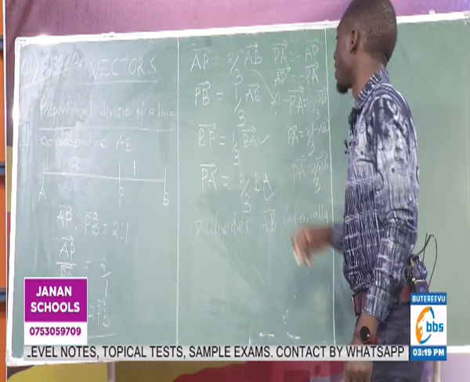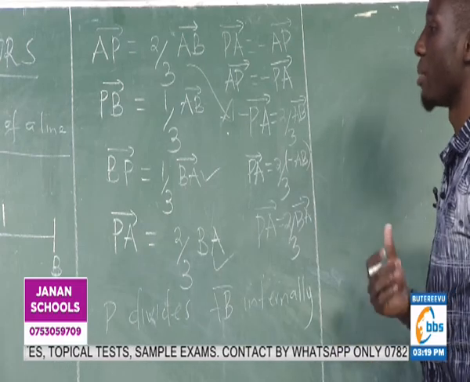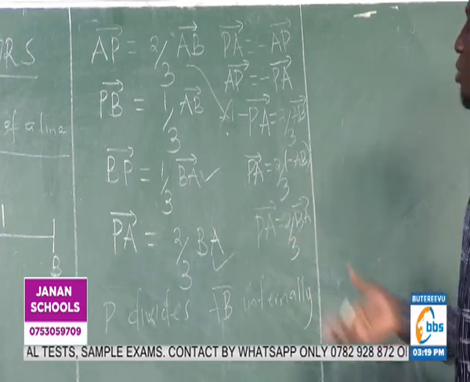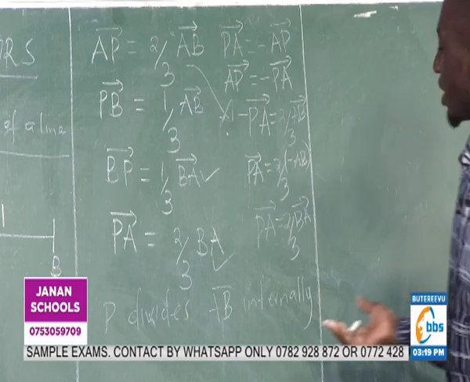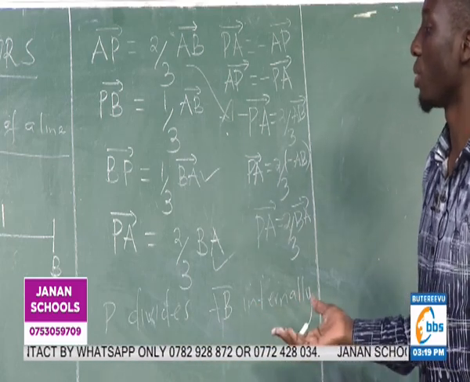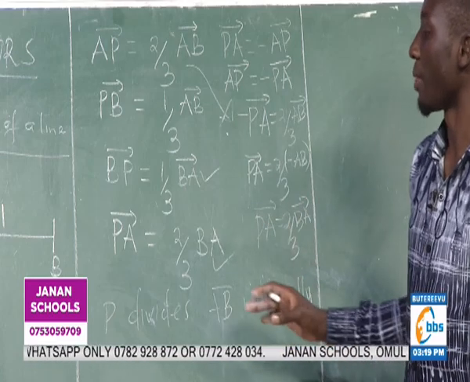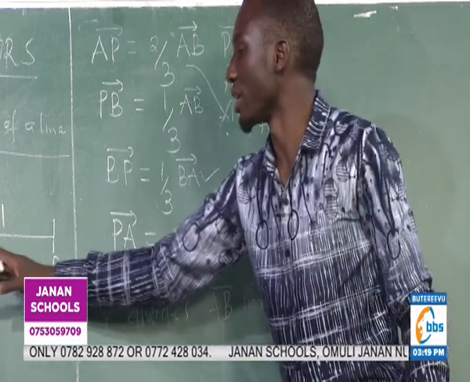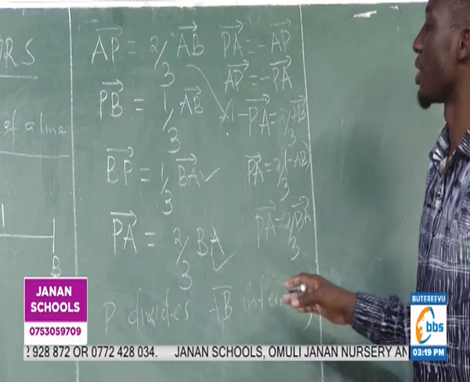Yeah, we can have that. And we are going to work out very many numbers. We are going to do numbers to address. Most of the questions you find here in O level are about internal division, but we can also find one or two concerning external division, where the point P, which is dividing, is outside the line. We are going to see that.